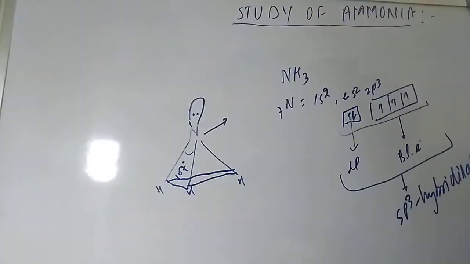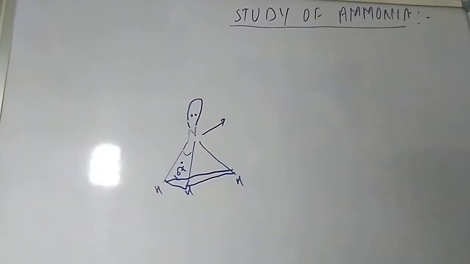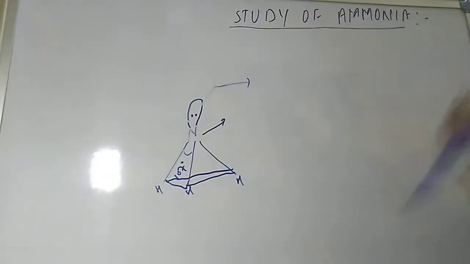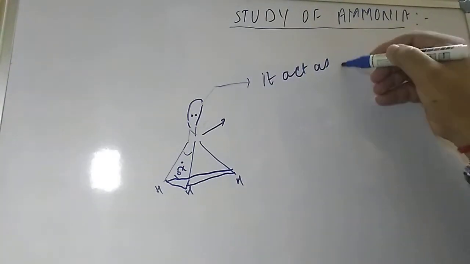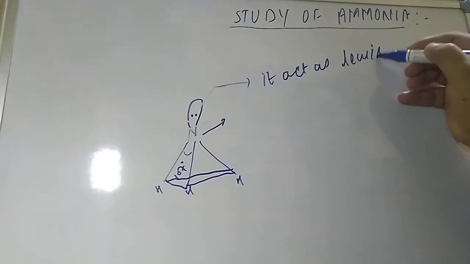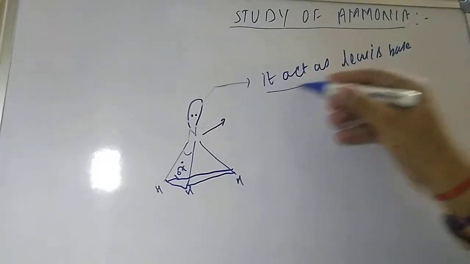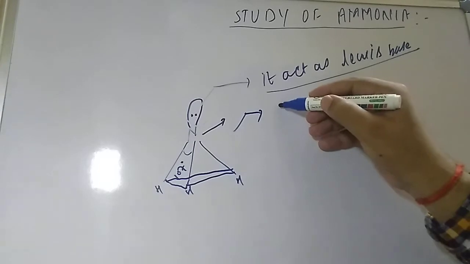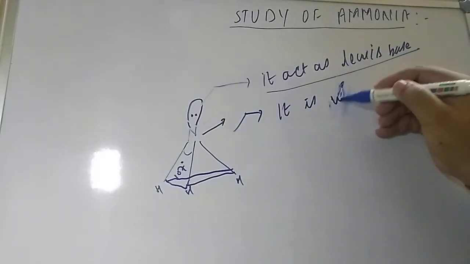Now we are going to see the preparation and the main properties. Because of the presence of the lone pair electron, it acts as a Lewis base. Industrially it is very important because it acts as a base, and secondly it is very important because it is used for the preparation of urea.